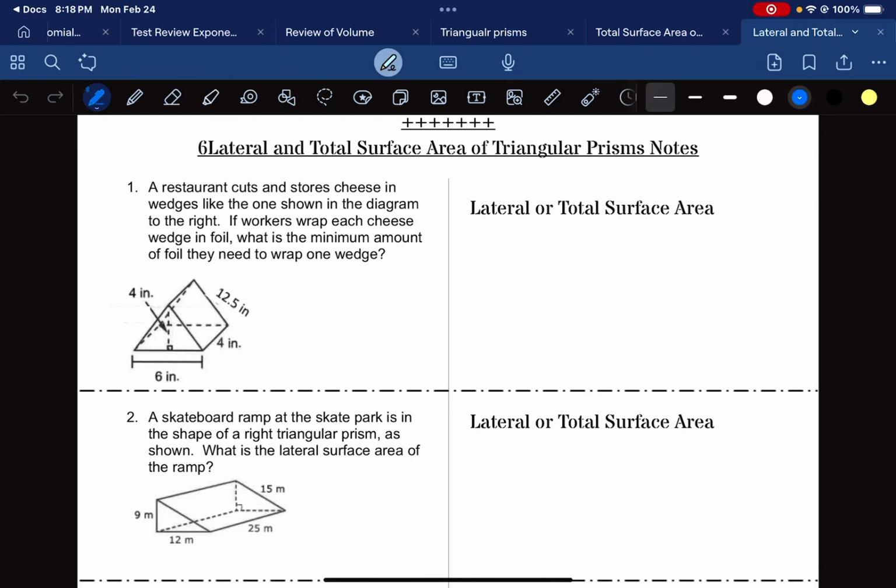Hello, this is Mrs. Swigart, and today we're doing lateral and total surface area with word problems. Now again, this isn't that hard.